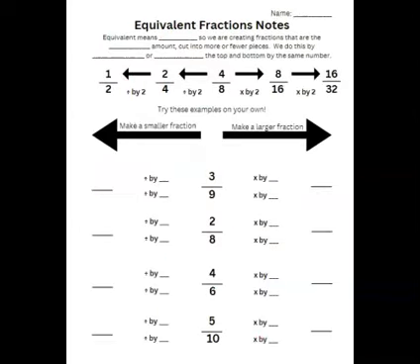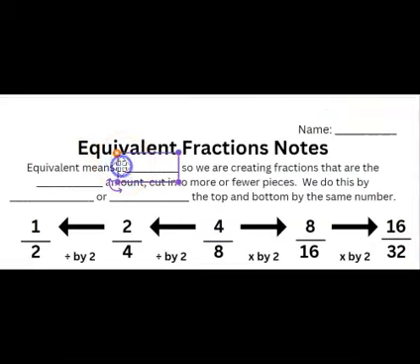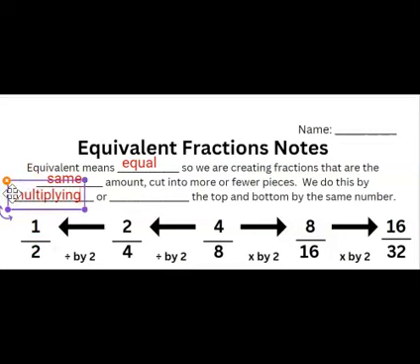On the next page, we will be using the multiplication method that I briefly talked about on the first page to make both bigger and smaller equivalent fractions. Just another reminder that equivalent means equal. So we are creating fractions that are the same amount but cut into fewer or more pieces. We do this by either multiplying or dividing the top and the bottom of our fraction by the same number. So we're dividing or multiplying our numerator and our denominator by the same number.